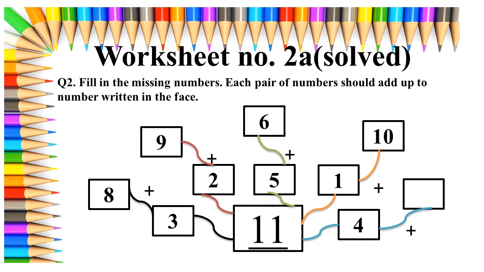Now again start counting from 4 and stop on 11. 5, 6, 7, 8, 9, 10, 11. Yes. How many fingers we have covered? 7. Yes. 7 plus 4 is equal to 11. Is it easy? Okay.